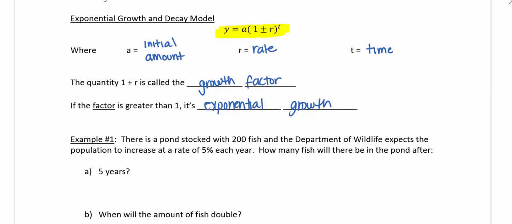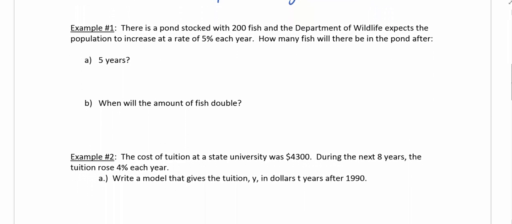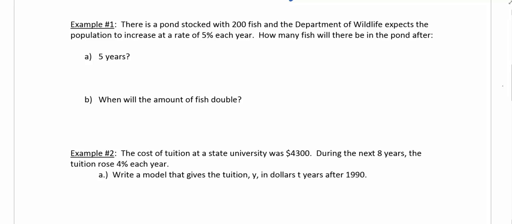In this formula, A is the initial amount, R is the rate, and T is the time. The quantity 1 plus R is called the growth factor, and if the factor is greater than 1, it's exponential growth. In the next video, we'll talk about the latter, which would be exponential decay. So the idea is that we're going to use that original formula to help us solve these problems.